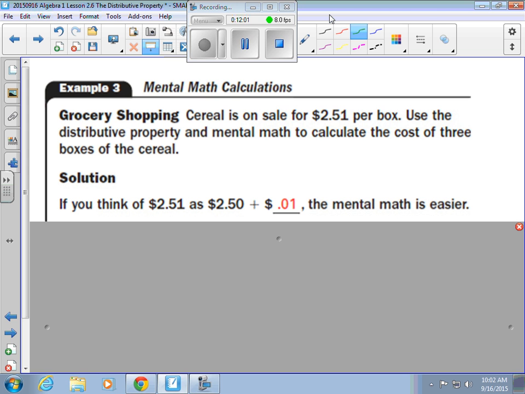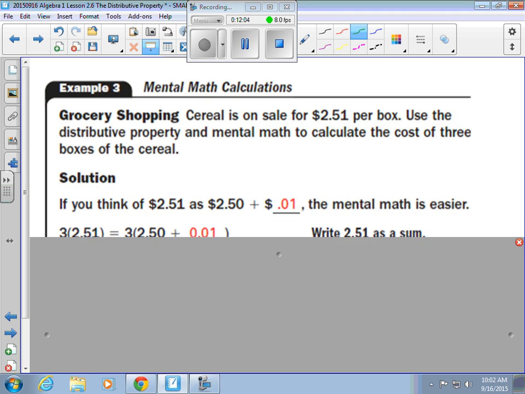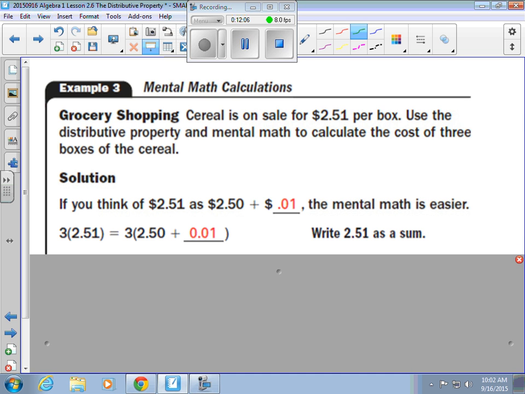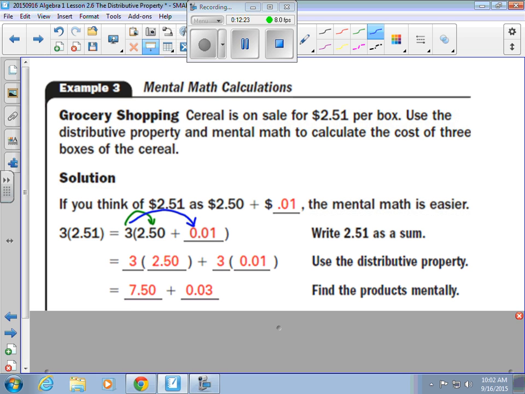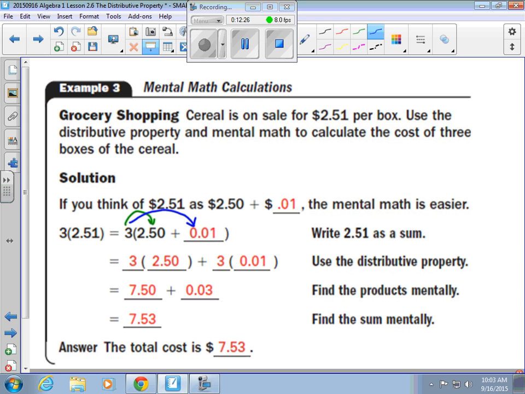So 250 plus 1 cent mentally, and this is what it looks like with the distributive property: 3 times 250 plus 1 cent. This times this, which I just said a second ago was 750, and this times this, which is going to be 3 cents. So 750 plus 3 cents, at the end, we know is $7.53. So 3 boxes of cereal at 2.51, mentally you can quickly find out. 3 times 250 is 750. 3 times 1 penny is 3 cents. 750 plus 3 cents is 753.